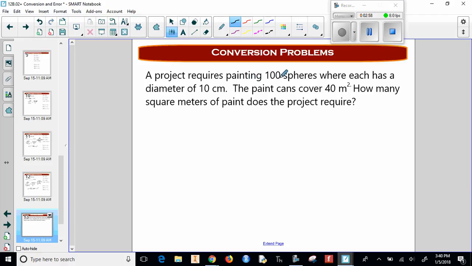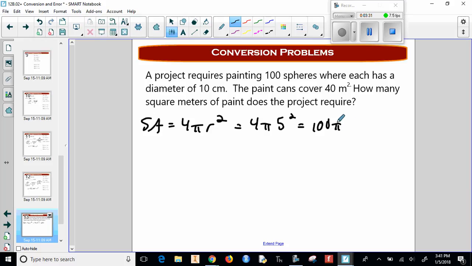A project requires painting 100 spheres where each one has a diameter of 10 centimeters. The paint cans cover 40 meters squared. How many square meters of paint does the project require? If we're doing square, we're dealing with area. The surface area of a sphere is 4 pi r squared. So 4 times pi times our radius, which is 5 squared, that's going to be 100 pi.